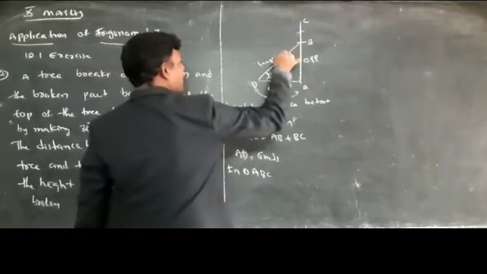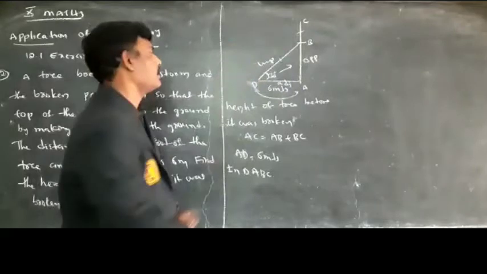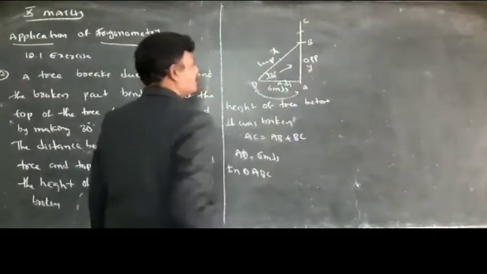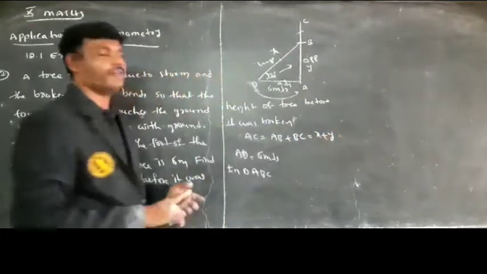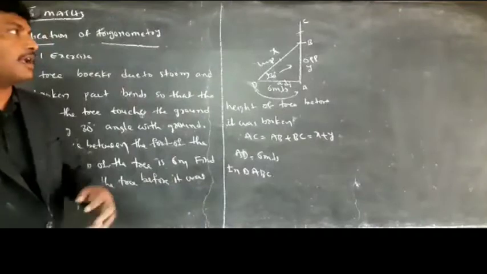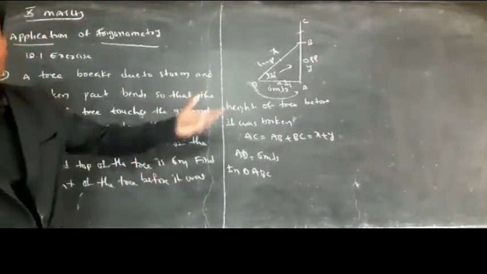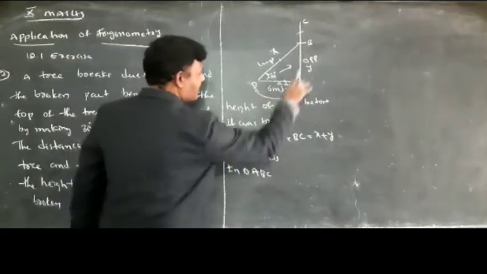Here, BC and BD both are equal. Why? Because that part is only falling down. This is X and this is Y. So it means the height of the tree before it was broken is nothing but X plus Y. So to find the height of the tree, you have to find the value of X and also the value of Y. In the triangle, what is the opposite side here? Y.